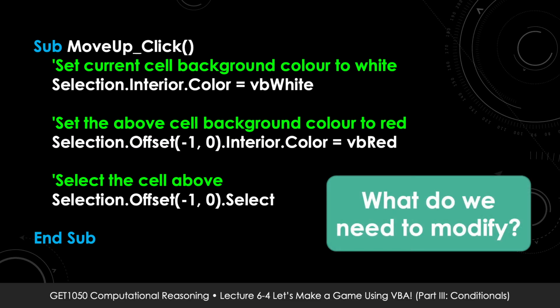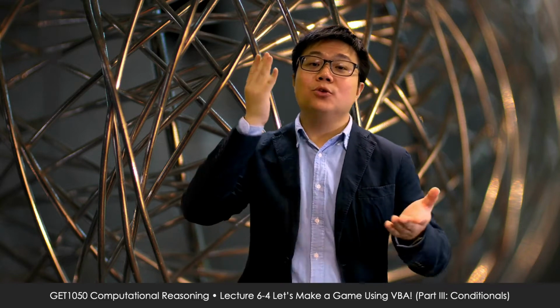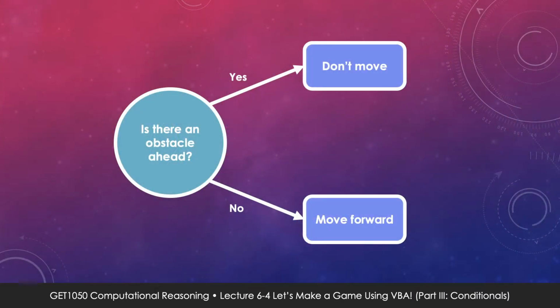What do we have to modify here? Haha, now you know the drill, right? We need to use decomposition to figure out what needs to be done before we convert that into an algorithm. So let's say I want to move up and I don't know whether there's an obstacle, right? So I need to check if there's an obstacle in front of me. If there's no obstacle, good, I can just move forward. But if there's an obstacle, then I can't move forward. The logic is pretty simple here, and we can implement that in the form of a conditional.